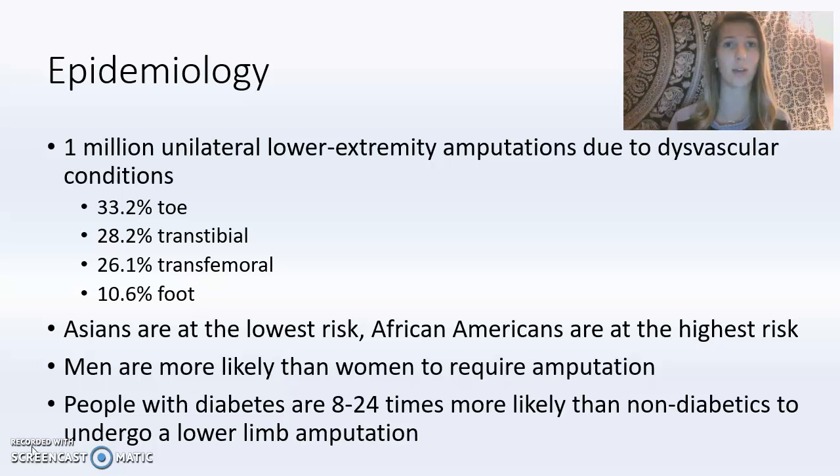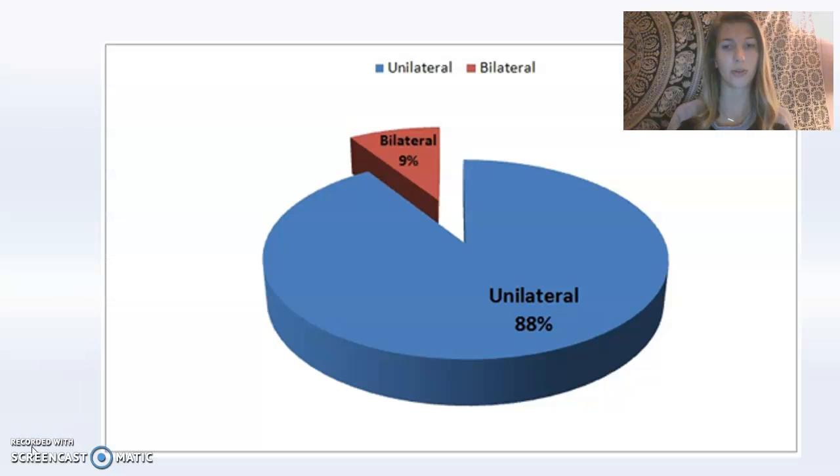Asians were found to have a lower relative risk of lower limb amputation, while African Americans have a higher risk. Men more frequently require amputation than women, especially for vascular disease. People with diabetes are anywhere from 8 to 24 times more likely to undergo a lower limb amputation than people without diabetes. This pie chart shows that 88% of limb amputations are unilateral and 9% are bilateral.